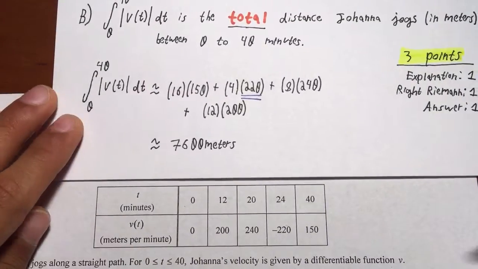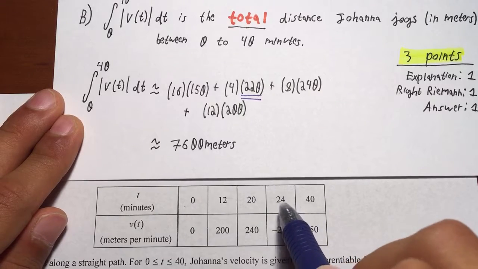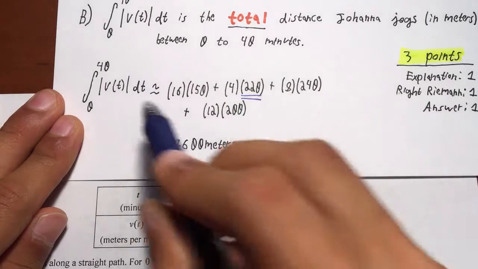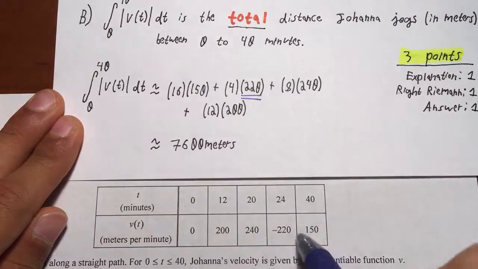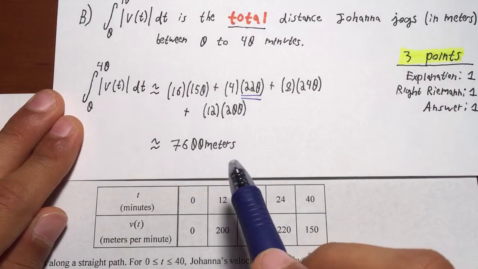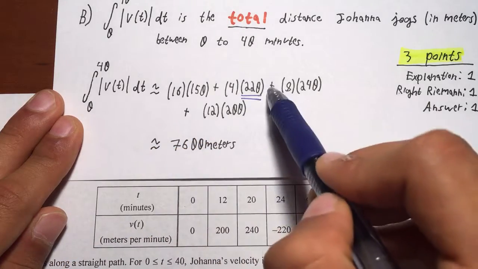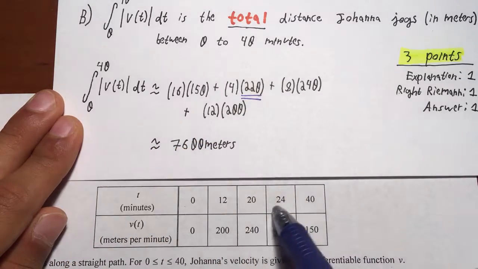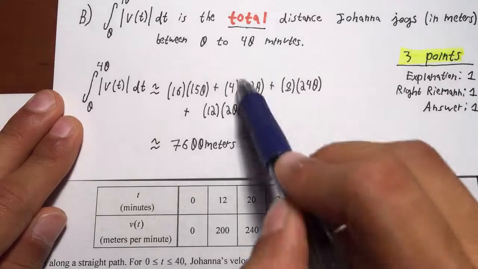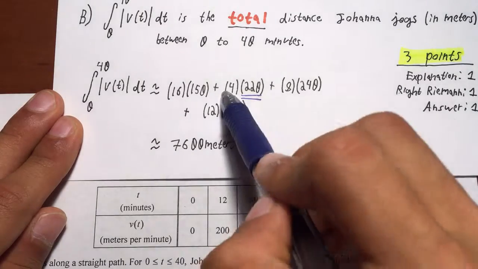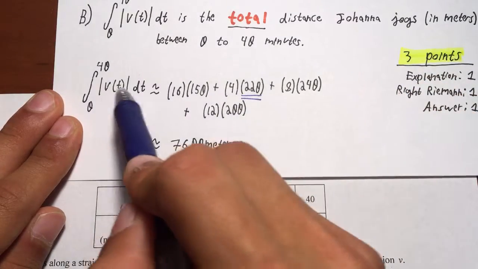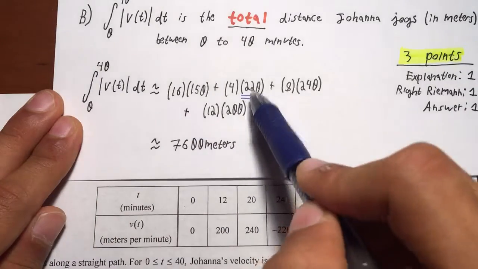When I integrate using a Riemann sum, the change between 24 and 40 is going to be 16, and I keep the 150 value. Now remember, we're doing the absolute value of velocity. This is where a lot of students are going to mess up. They're going to have the correct interval for the t, the change from 20 to 24 is 4, but they're going to make the mistake because they forget it's absolute value. They're going to put negative 220.